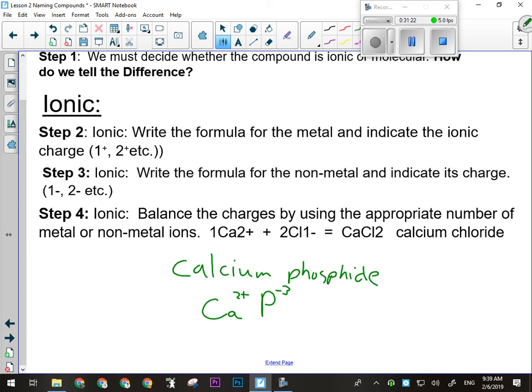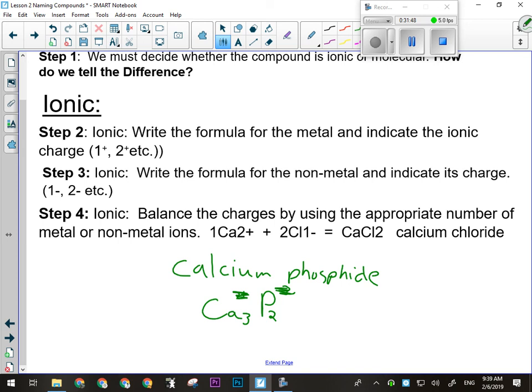Okay, now I have to balance those charges, and I do that using the drop and swap. Drop and swap works very simple. I drop the 2+ down and I move it over, swap it to the phosphorus. So there are 2 phosphorus. I do the same thing with the 3. I drop it down, I bring it over here. There is my new formula, Ca3P2, and I'm done. That's how it works for ionic compounds.